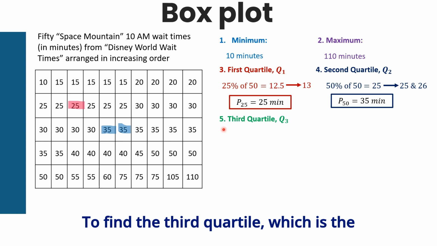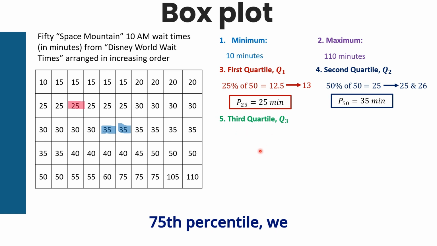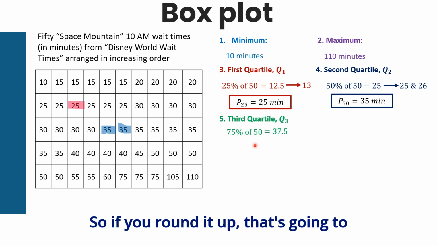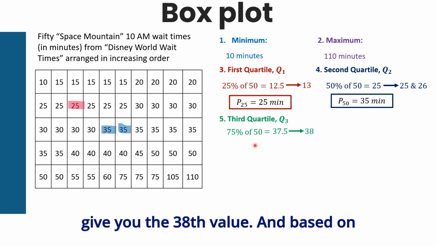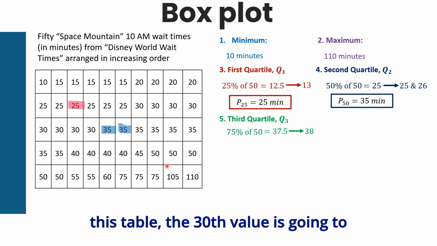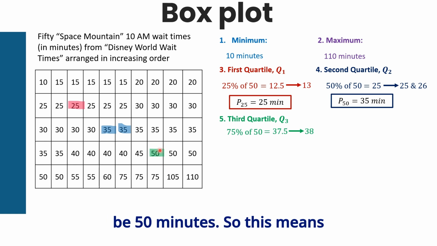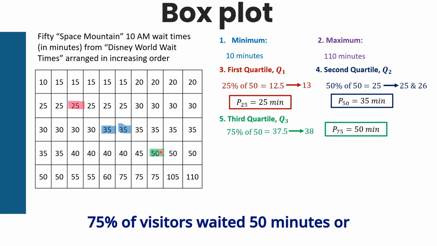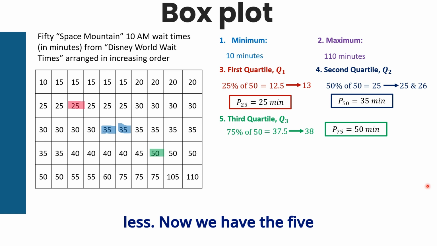To find the third quartile, which is the 75th percentile, we calculate 75% of 50, and that's 37.5. If you round it up, that gives you the 38th value, and based on this table, the 38th value is 50 minutes. So this means that 75% of visitors waited 50 minutes or less. Now we have the five key numbers.